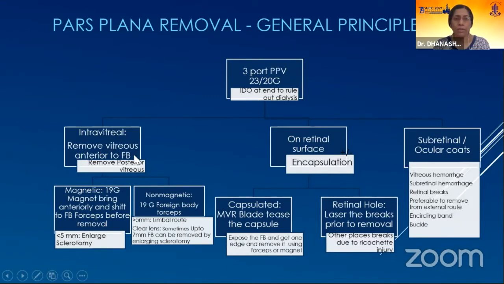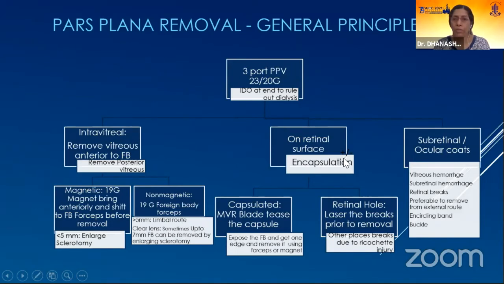In case of intravitreal foreign bodies, you remove the vitreous around the foreign body and then remove it. If it is less than 5 millimeters, you can remove it by enlarging the sclerotomy. For magnetic, it is very easy. You can use a magnet. For non-magnetic foreign bodies or large foreign bodies, you can remove them through the limbus. And sometimes you may have to even sacrifice a clear lens in such a situation.